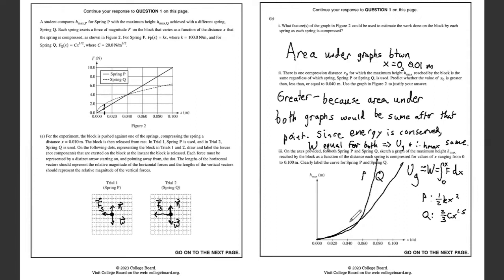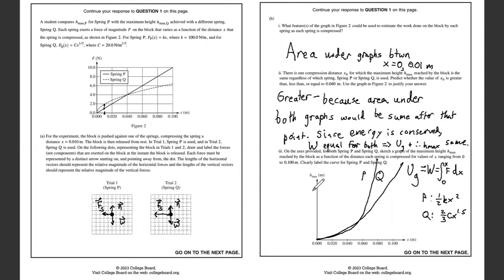Now, I think what College Board is going to look for is a couple of things, right? First things first, do you have the correct trends there? I have x squared for spring P, 1.5 for spring Q. That makes sense, again, based on the integration of force with respect to distance. And I think you're also going to have to show that spring Q actually has more maximum height to start due to that more work done, because the area under the force position graph is actually larger as well.